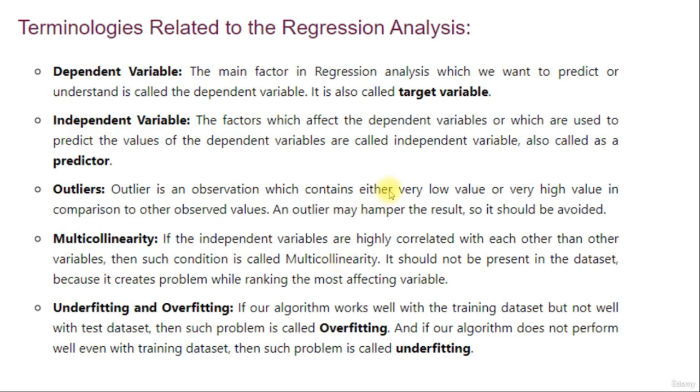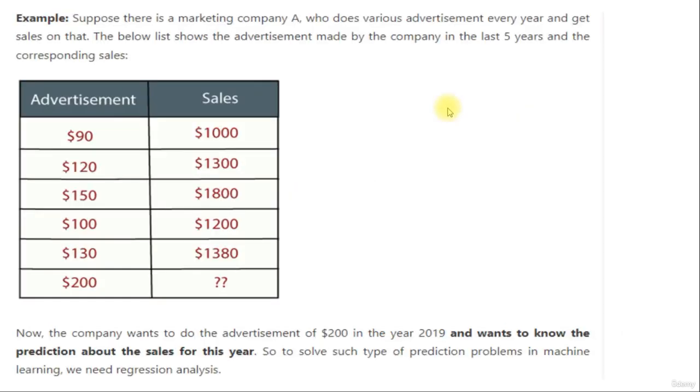Now some important terminologies related to regression analysis. Before deep diving into different regression algorithms that we're going to study in the course, you should be very clear with all these terminologies. So first one is the dependent variable. The main factor in regression analysis which we want to predict or understand is called the dependent variable or the target variable. So for this example, the sale will be our dependent or target variable.